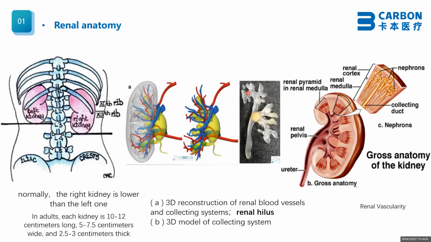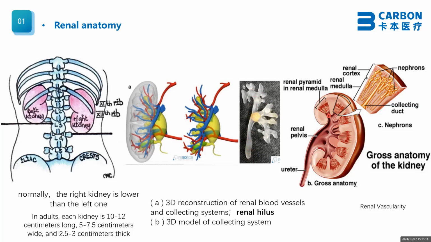And from this picture we can see the renal collecting system like this. The calyces and the pelvis. This is the ureter. Okay, there is a stone, located at the renal hilum. We call this place the renal hilum.